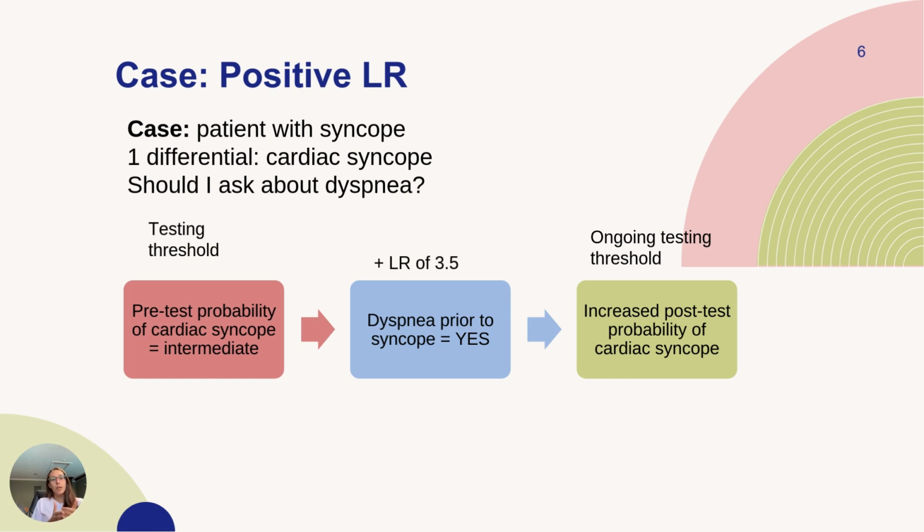Okay, well, we know that should further increase our probability that this could be cardiac syncope. We haven't reached our treatment threshold yet. We're at the ongoing testing threshold where we need to do more tests, ECGs for the cardiac testing, labs, etc. But it just shows that that question alone as a test has a reasonable positive likelihood ratio that increased our post-test probability of cardiac syncope as a differential.